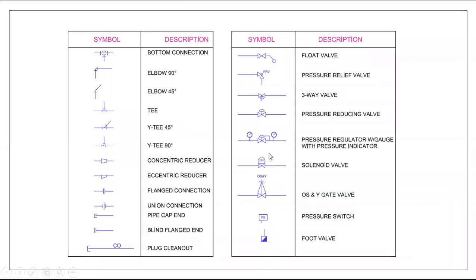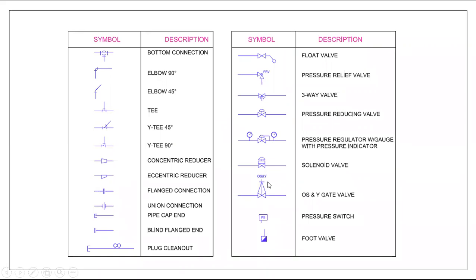Solenoid valve. Like this, you have to see. We are not actually using solenoid valves in the plumbing system; we use them only in equipment. Solenoid valves are normally operated by pneumatic air only. OS and Y gate valve, outside screw and yoke gate valve. The OS and Y gate valve will be like this only.